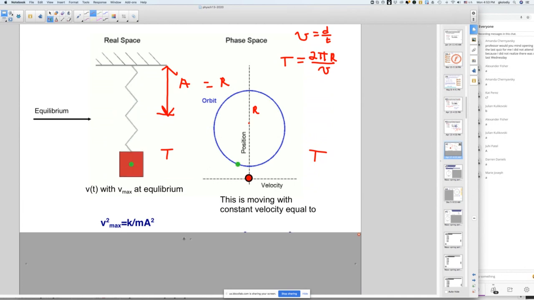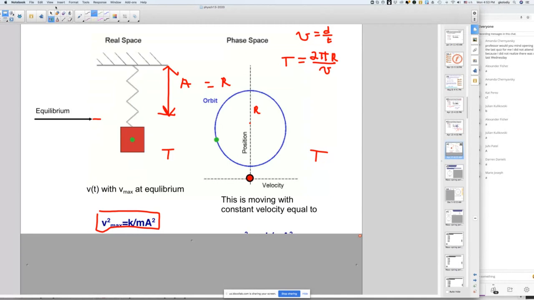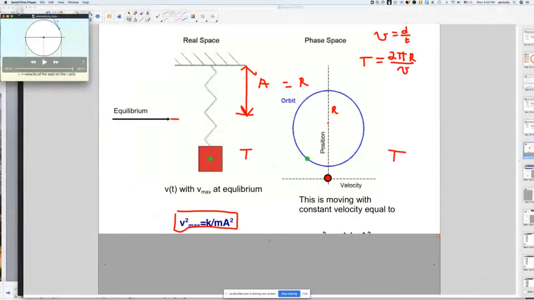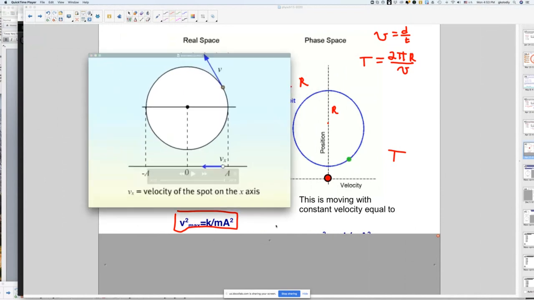Now, what I'm going to show you again is that for this situation that we just covered, there's a maximum velocity which occurs right at equilibrium. And it's given by that equation. We just discussed that. I want to show you, in a little film, that this maximum velocity is the same as this constant velocity. So let me show you that film here. Make this a little bigger.